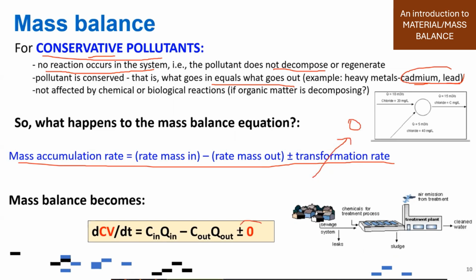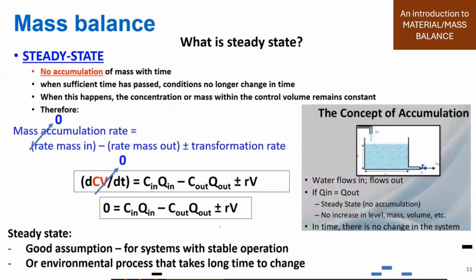So now here is zero. So now it makes the equation simpler. We have only the mass accumulation, mass in minus mass out. Okay, so that is the mass balance for conservative pollutants. All right. And then we have another condition.